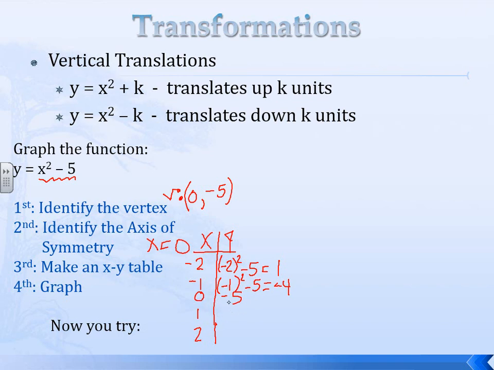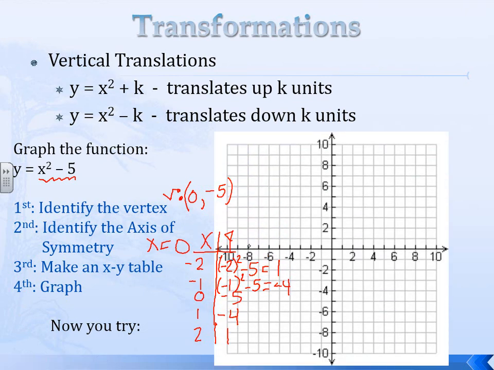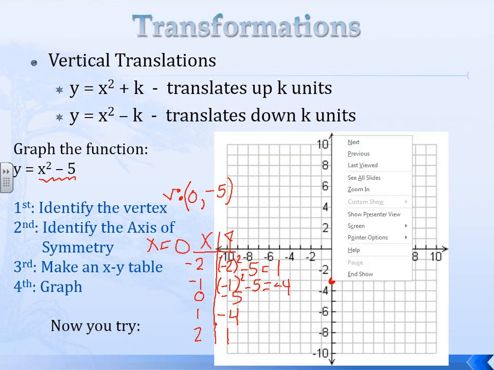Now because this is a vertex and also your axis of symmetry, everything that you do on the left-hand side will reflect to the right-hand side. So a positive 1 will end up with the same answer as the -1, which was -4. And a positive 2 will end up with the same answer as the -2, which is 1. The fourth thing we're going to do is now graph our table that we've created. So we start with our vertex, which was step 1, which is 0, -5.